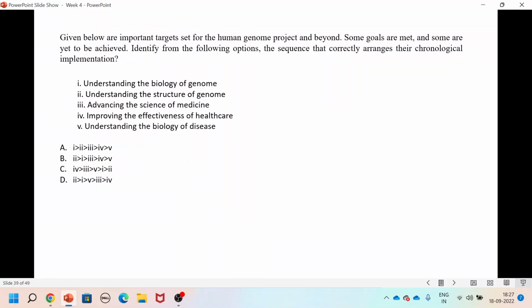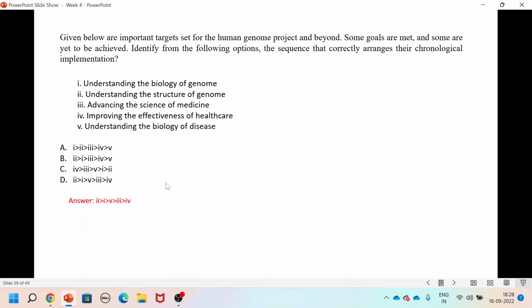Based on the intensity of that fluorescent signal, we can check whether the gene is getting expressed or not expressed. The last question given below has some important target sets for the Human Genome Project and beyond. Some goals are met and some are yet to be achieved. So identify from the following options the sequence that correctly arranges their chronological implementation.